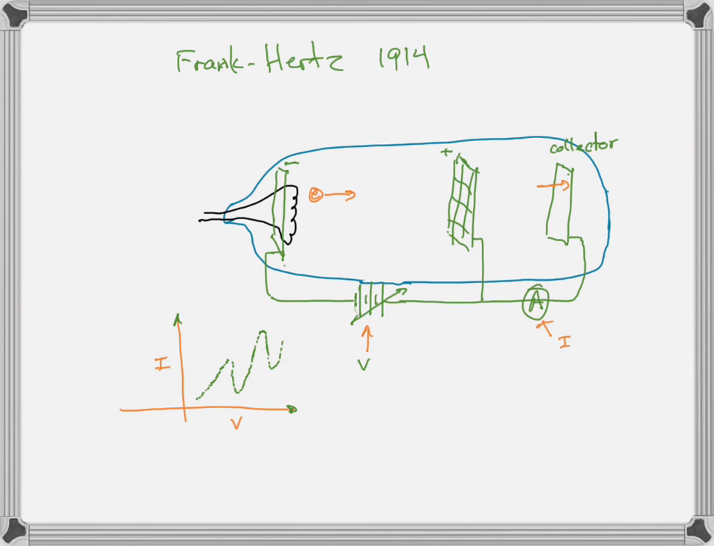And so what they're seeing is that the mercury atoms, the mercury gas, are not absorbing the energy of the electron. They're not taking any energy away from the electron until you get to a certain energy. And then the mercury all of a sudden is taking away the energy from the electron. That's these points here, right? At that point, at the downswing, the mercury atoms are taking away the energy from the electron.